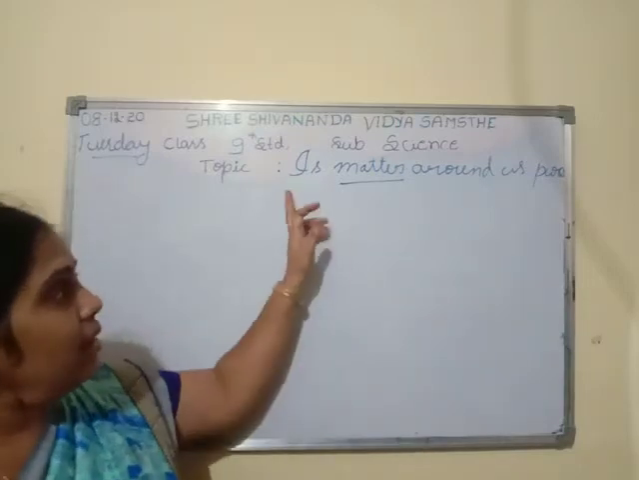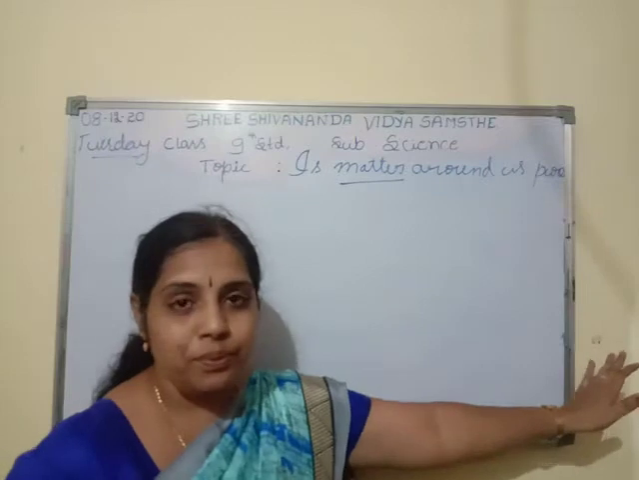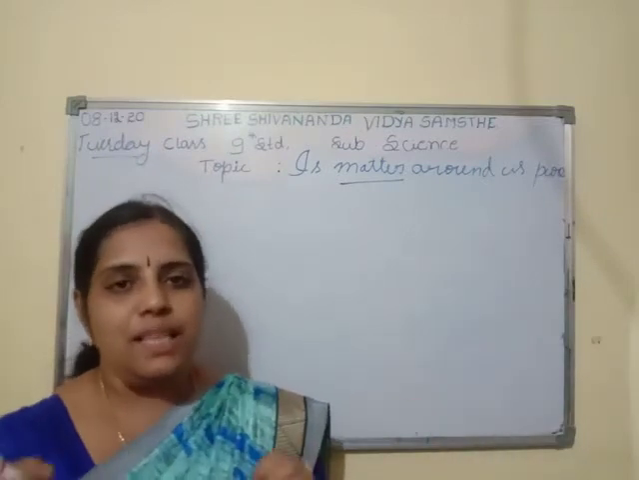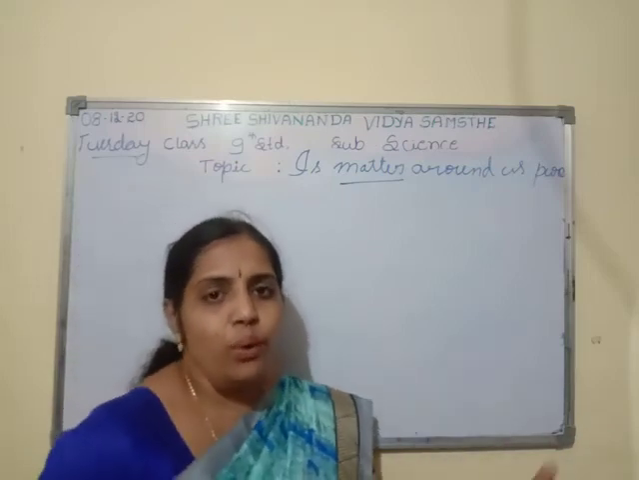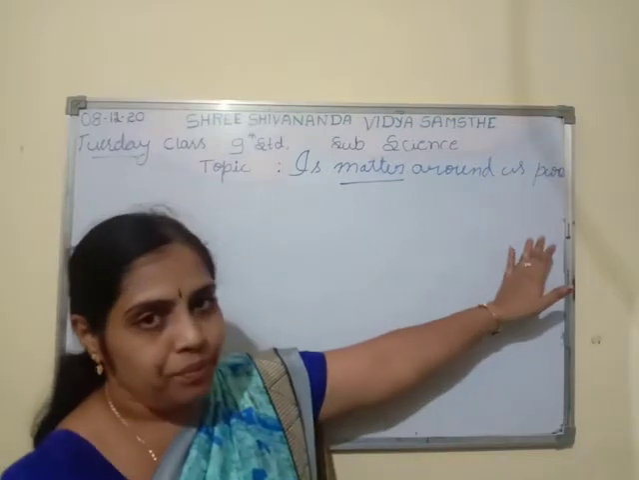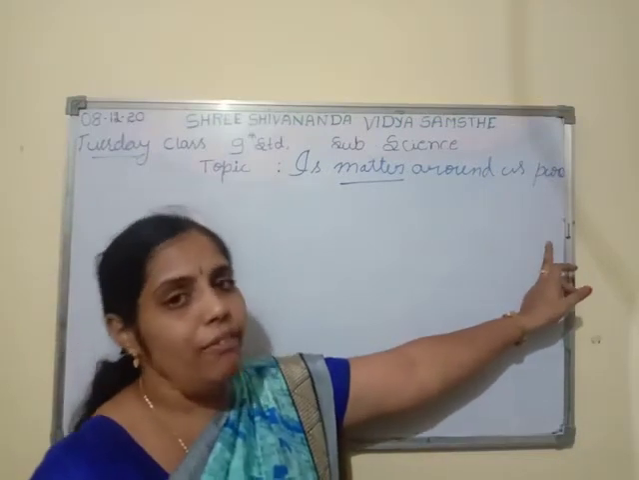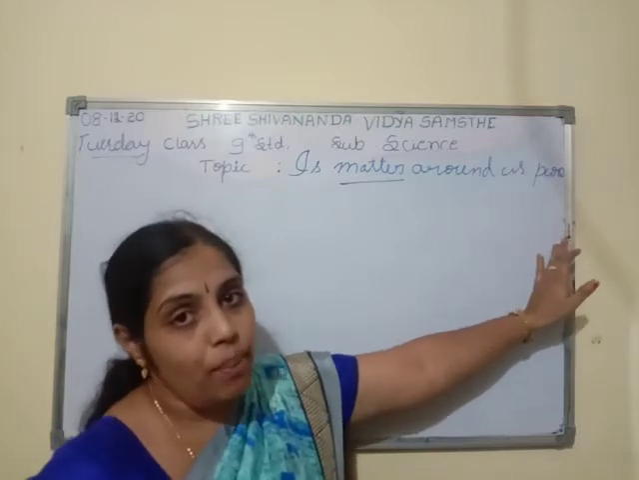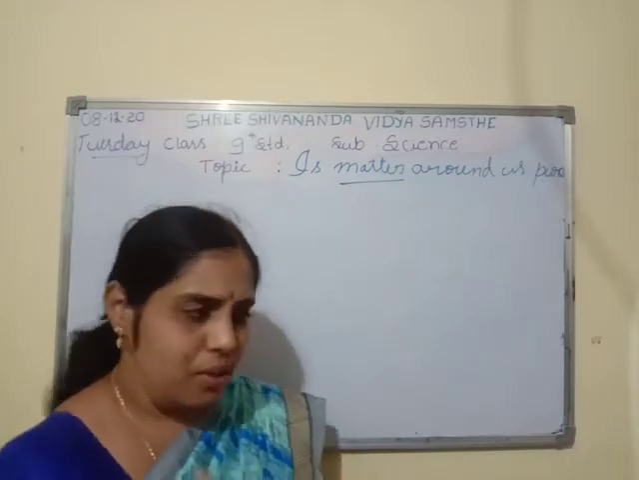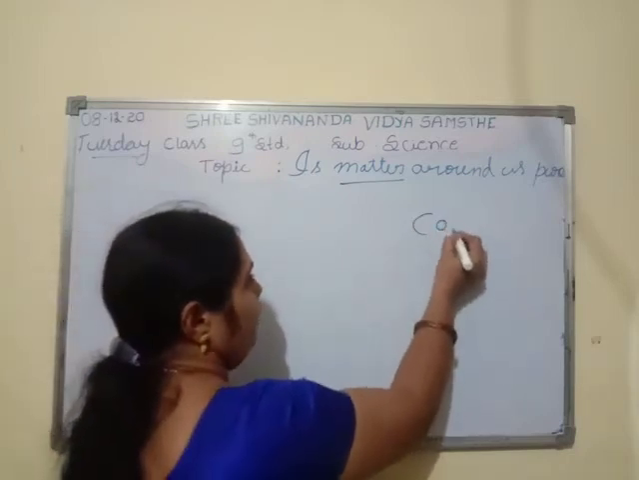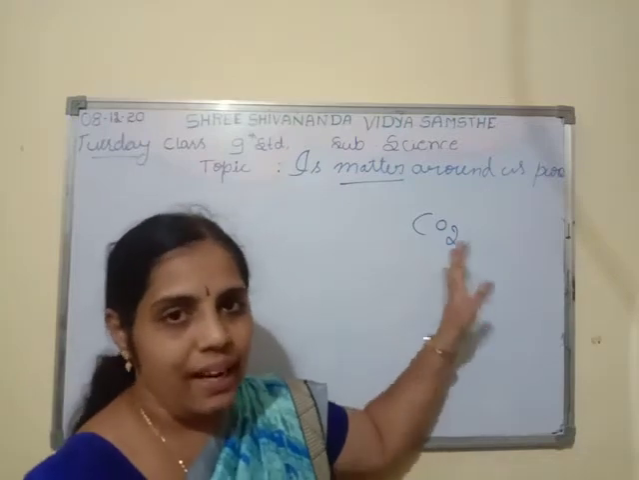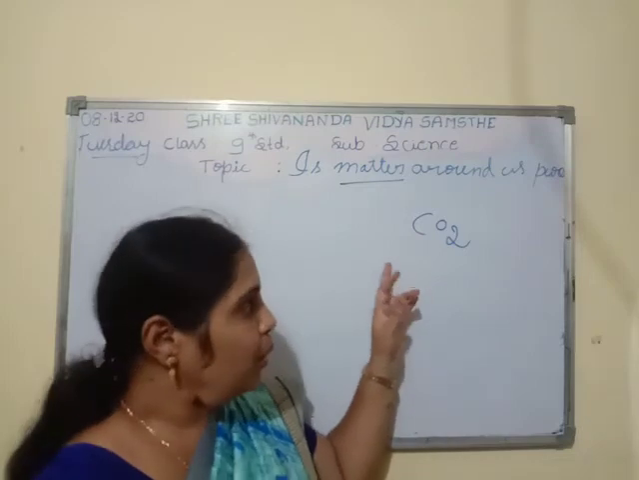Next is Matter Around Us Pure. The matter around us may be any substance. Is it pure? How do we identify this? If we are using the substance in its purest form, taking it in pure form, for example carbon dioxide. Carbon dioxide is present in our surroundings, it is a kind of air. Do you think it is pure?